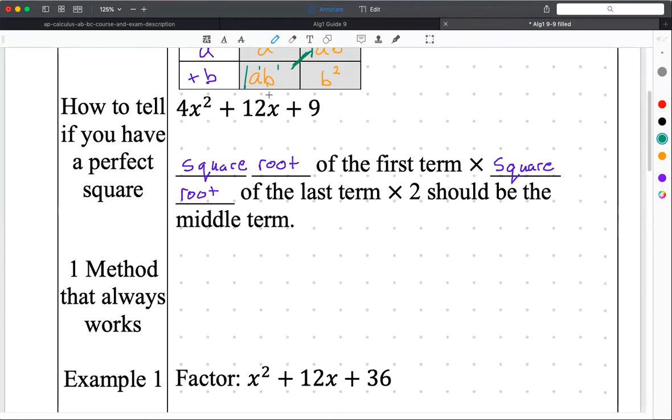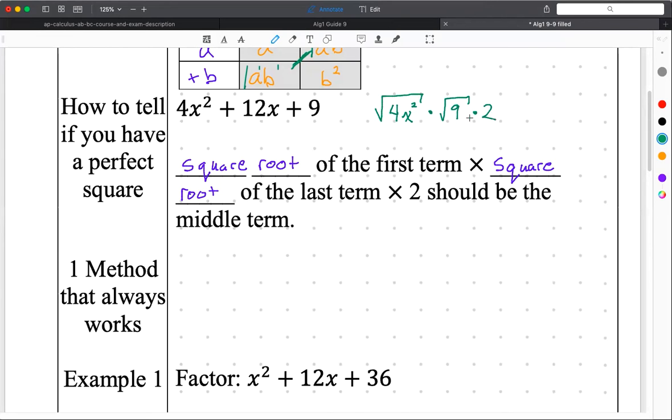Yeah, so let's go ahead and check this. So I'm going to write this out. The square root of the first, well, the first is 4x squared. And I'm going to multiply that by the square root of the last, so square root of 9. And I'm going to multiply that by 2.